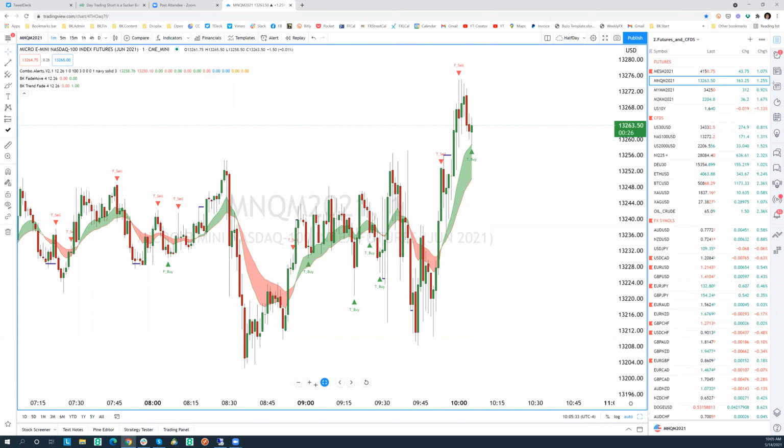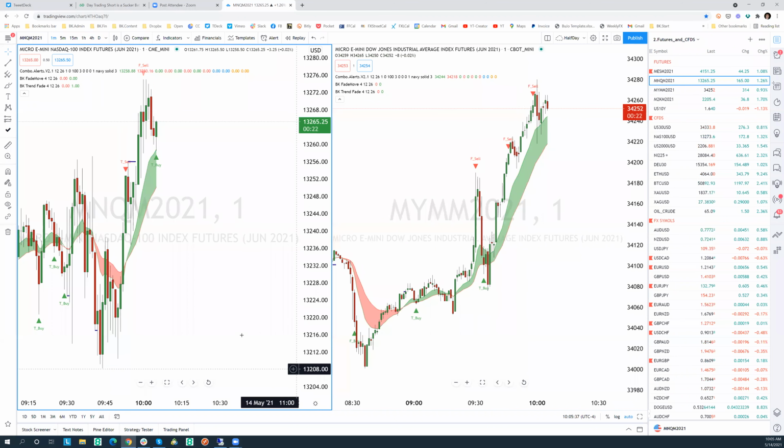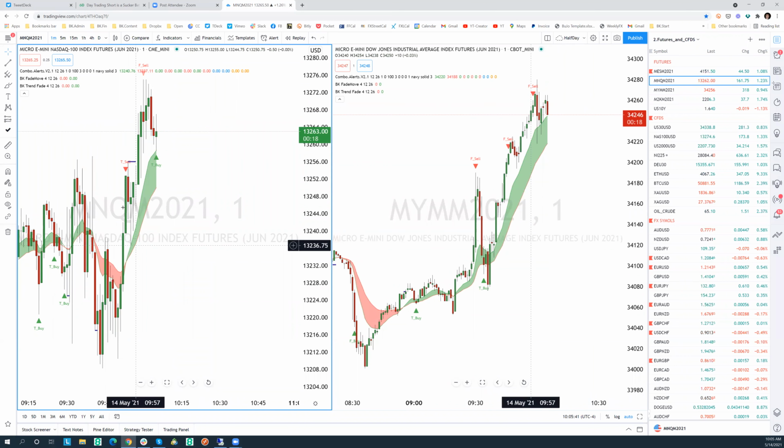I wanted to go to two screen structure. I wonder if I can do this. Okay, here we go. So trend buy, because I wanted to see if the YM was also sending me. Wow, look at this moves.